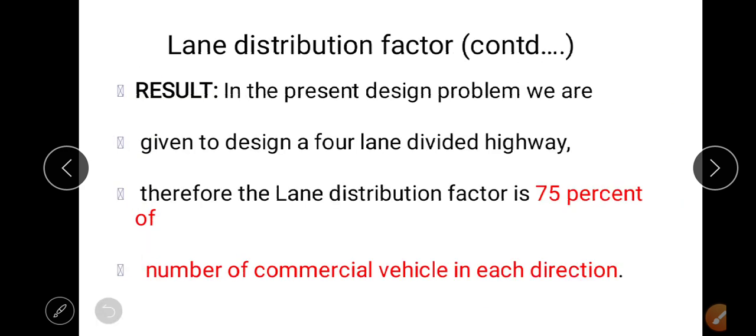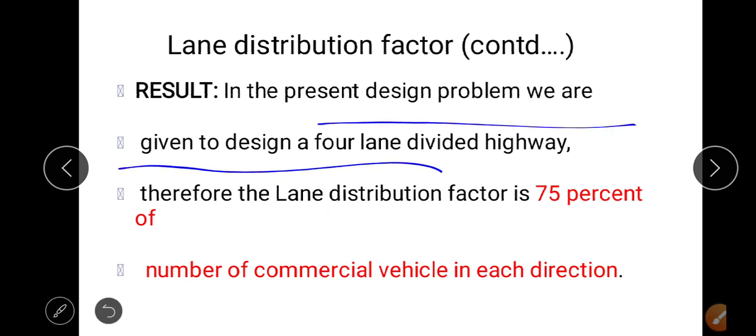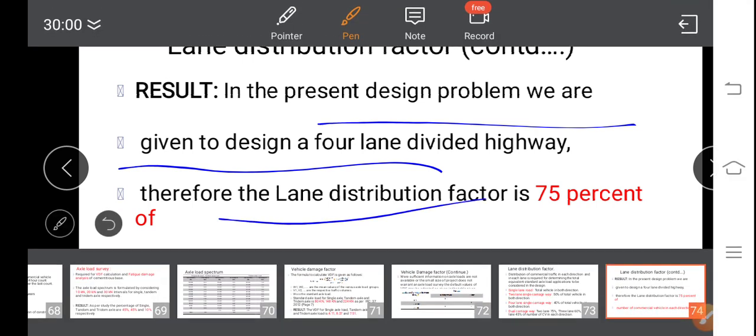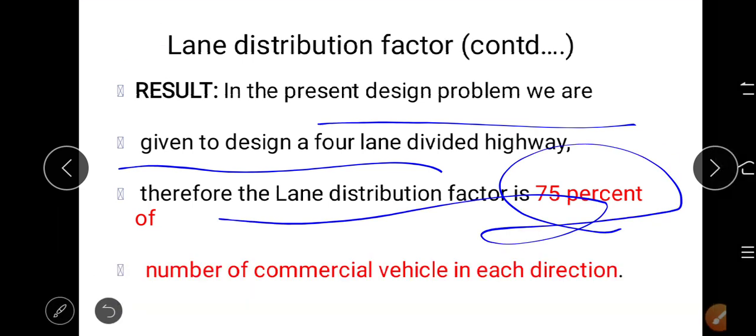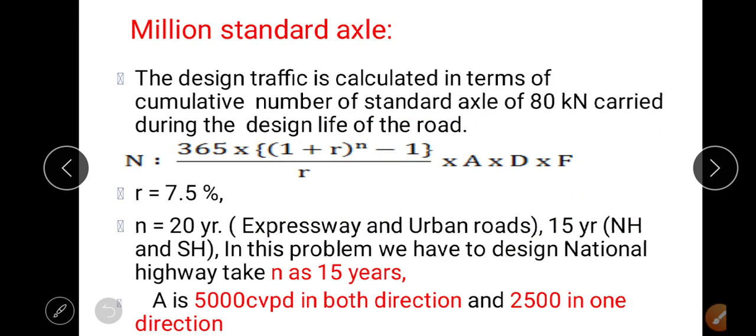Lane distribution factor. Result. In the present design problem, we are given to design a 4-lane divided highway. It is asked in the problem. That is the problem statement. Therefore, the lane distribution factor is 75% of the number of commercial vehicles in each direction.